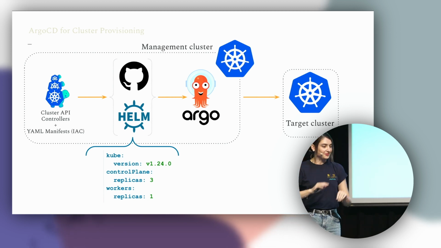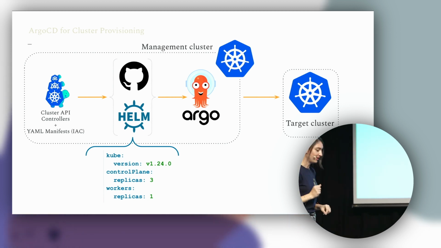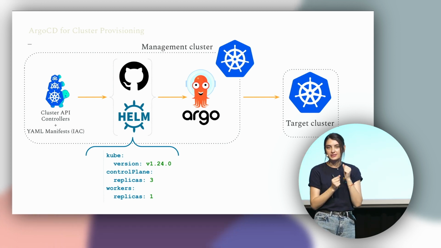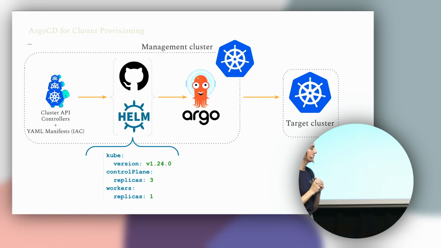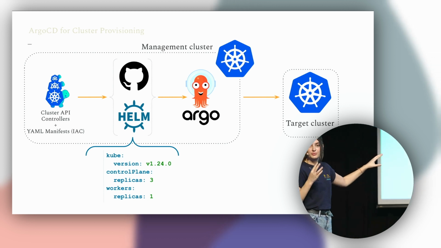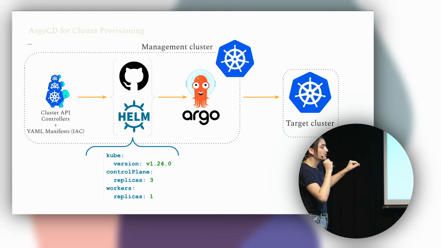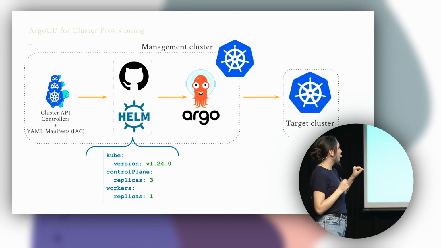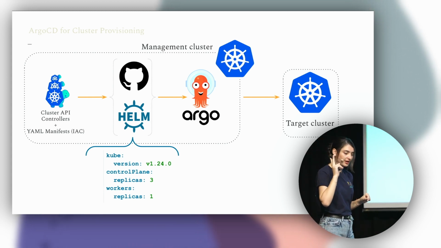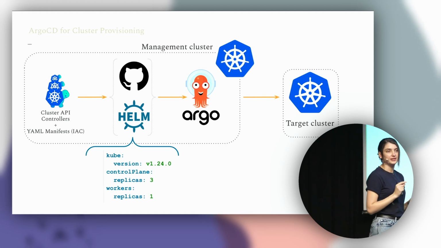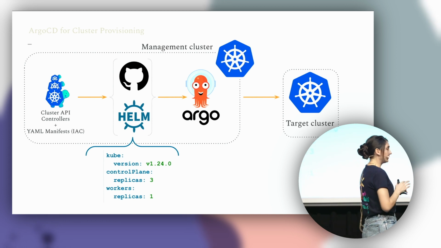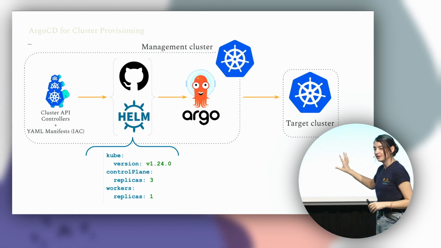Now, very optionally, you can introduce a template manager. In this case, I've chosen Helm to just parameterize some of the values within the manifest. So in this case, I want to parameterize the version of Kubernetes. It's going to be 1.24.0. I want to parameterize the number of control planes. In this case, I'm going to have 3 of them, and I'm going to have only 1 data plane machine, or 1 worker node. Now, again, the Helm part of it is completely optional.